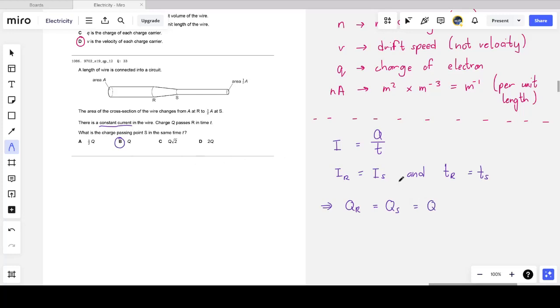Okay, so in this question, I didn't really have to think about drift velocities and so on, but what will happen here is even though the area becomes smaller, the electrons will speed up to make sure that as many of them pass a point in a unit time as they would at R. And so the speed increase ensures that the current remains the same. And so even if we change the thickness of the wire, the current in the wire remains the same. Sort of like water through a pipe. If we decrease the cross-sectional area of the pipe, the water will increase its speed to ensure that the flow rate remains constant. So the charge will simply be Q.